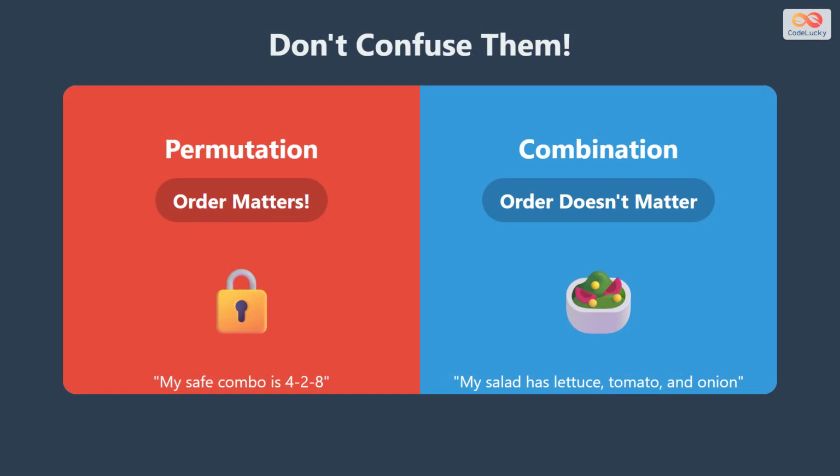Finally, do not confuse permutations with combinations. Remember the safe versus the salad. In a safe, the order of numbers matters. That is a permutation. In a salad, the order you toss in lettuce or tomatoes does not change the meal. That is a combination. If swapping the positions changes the outcome, it is a permutation.